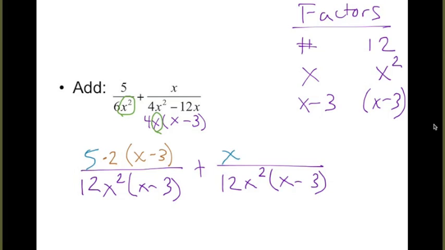For the second one, we had a 4, now we have a 12. So what did we do? Multiply by 3. We had an x, now we have an x squared. So what do I need to do? Multiply by x. I had an x minus 3, I have an x minus 3. Nothing changed there.